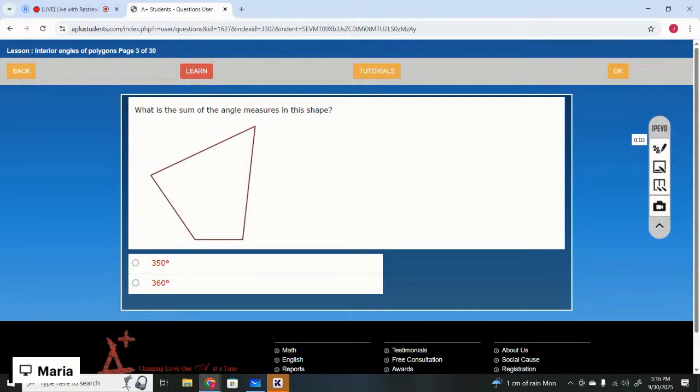What is the sum of the angle measures in this shape? So which is the correct option? That is 360 degrees. Option number 2 is the correct option.